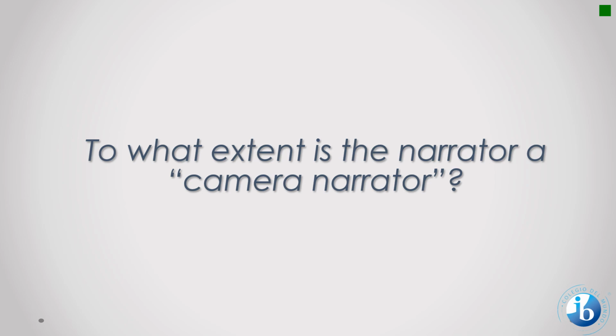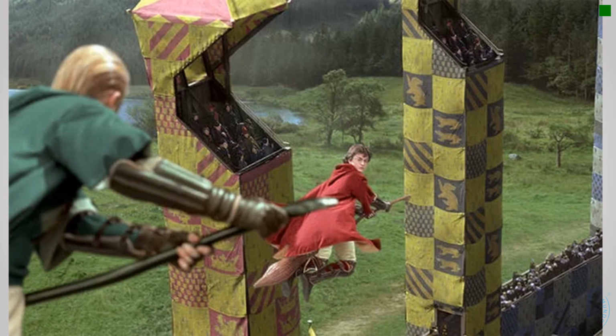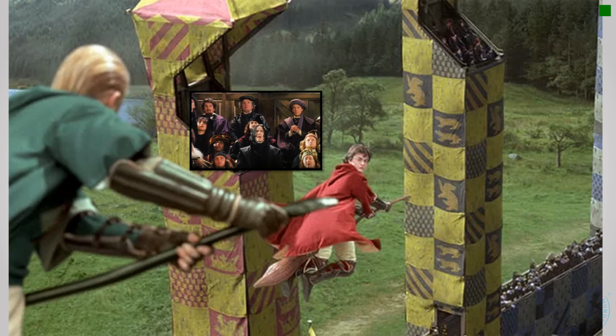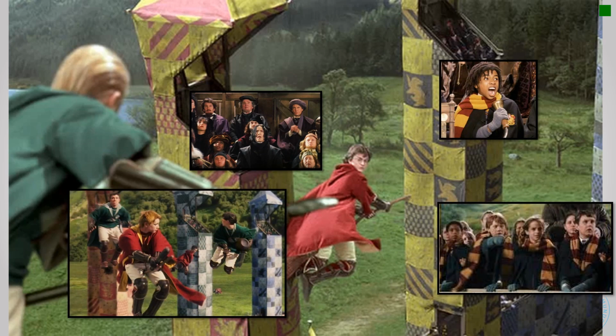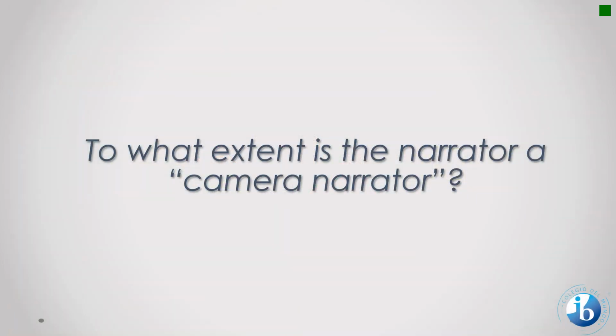But is it fully a camera narrator? We can see some examples when the narrator takes an overview of everything that's going on. For example, in a Quidditch game, we know what's happening at the teacher stands, the commentary stands, students, and of course the game itself. So in this case, it isn't a camera narrator, but a fully omniscient narrator. So it is mostly a camera narrator, but sometimes Rowling feels the need to make it fully omniscient.